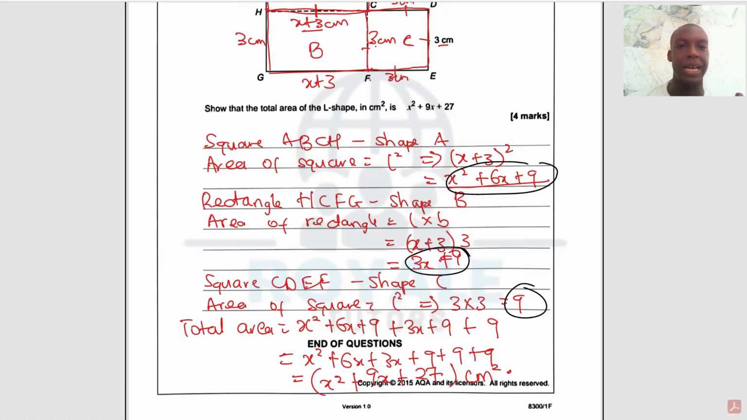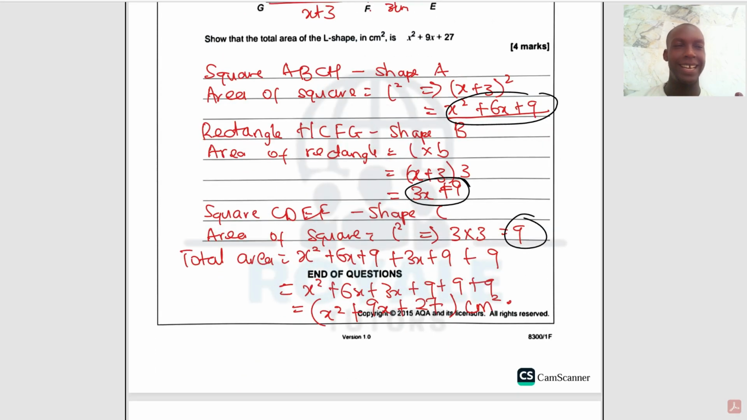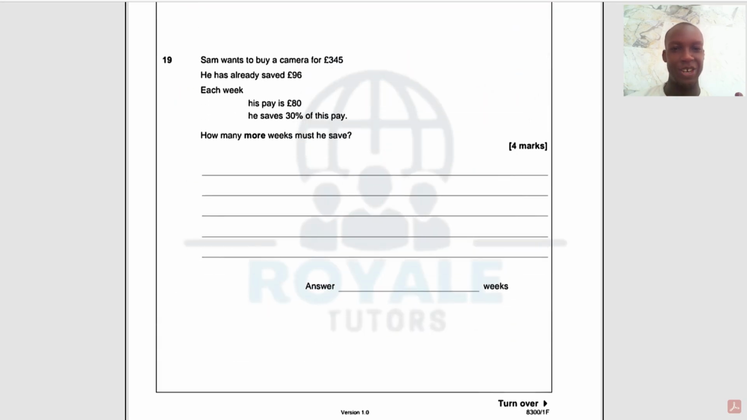All right, so we just had to break the shape. We have shape A, shape B, and shape C. Find the total area and add them all together. All right. If you're enjoying that, let's move on to the next question.